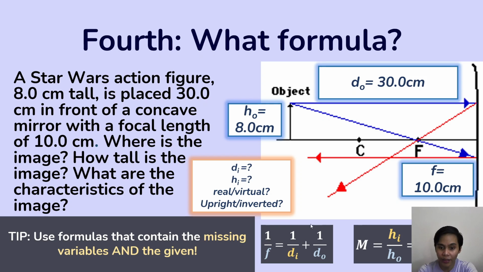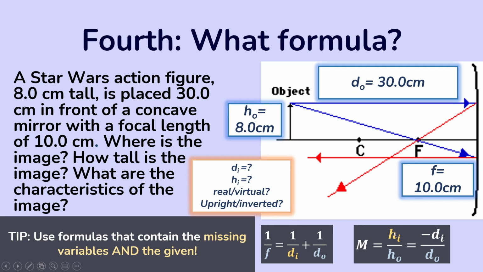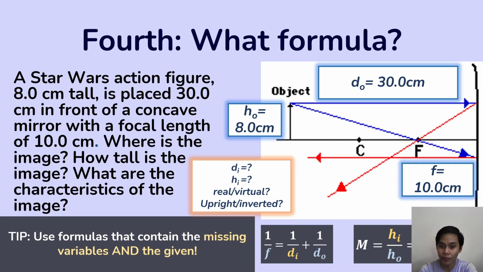And we start with the mirror equation because it has the missing variable and the given we need to solve for that missing variable. In this case, the magnification equation, we have the white color. The white color variables are things we have absolutely no idea about. So it's not a missing variable that's being asked for, and it's not in the given. So since we have two of those, we're not going to start with that. We're going to start with the mirror equation.